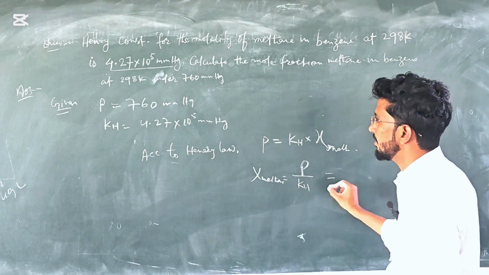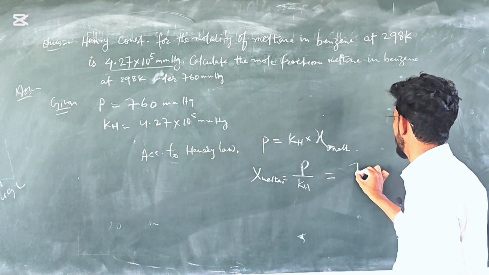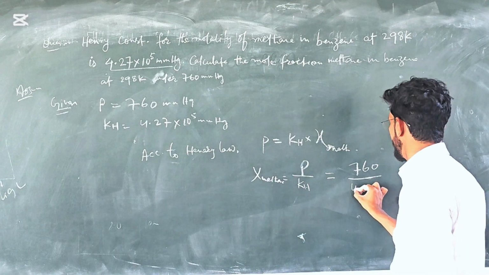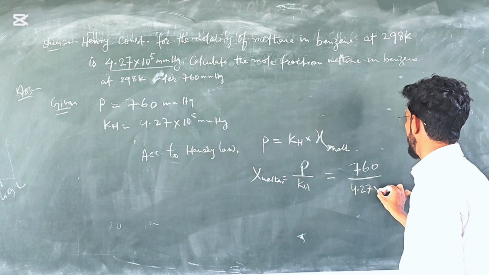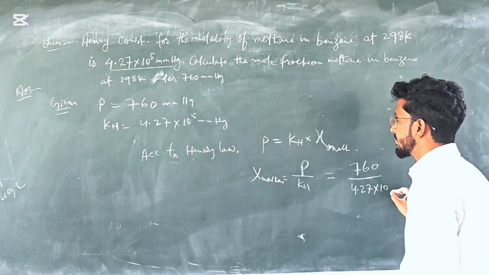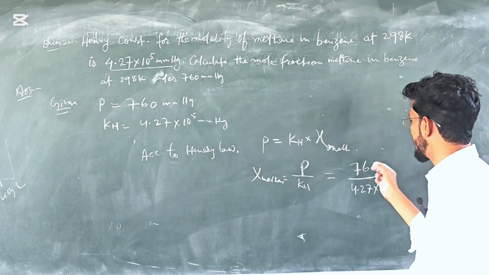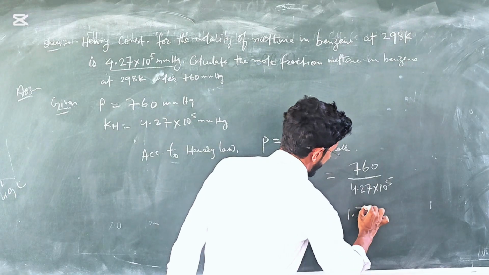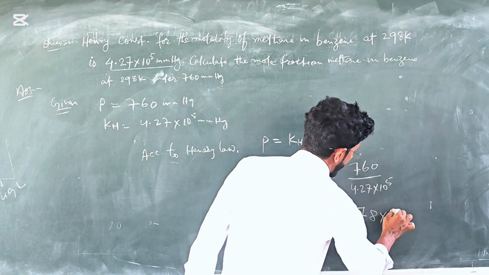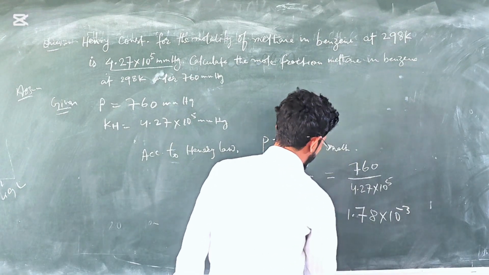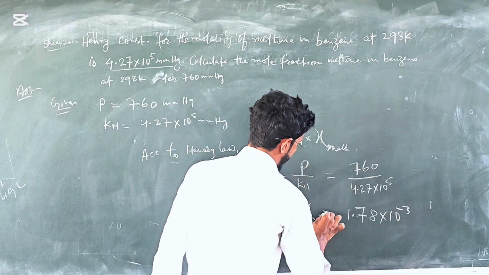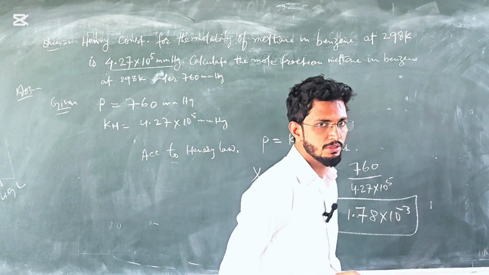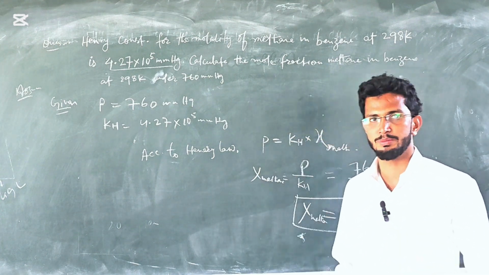So the value of P is 760, and the value of KH is 4.27 into 10 to the power 5. By simply calculating this, we will get the value 1.78 into 10 to the power minus 3. This is the value of X methane, that is, the mole fraction of methane. Okay, hope you got the answer.